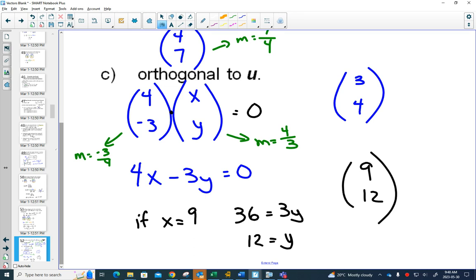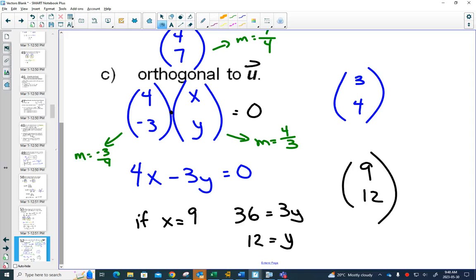Can you see that Rohan's answer is parallel to the answer that we got by just using the negative reciprocal? 9, 12 is just 3, 4 times 3. And of course, if it's parallel to the answer, both of them will be perpendicular or orthogonal to the original. So you can use the dot product and just choose any value for x. Thank you for choosing an x value that didn't result in fractions. But it's not wrong if you did get a fraction.